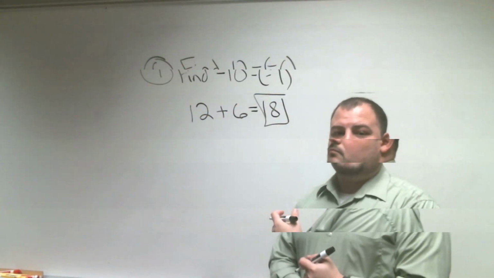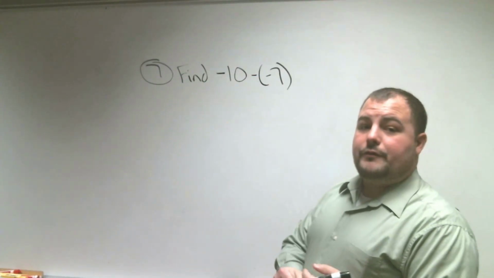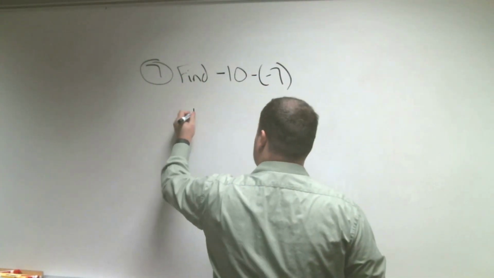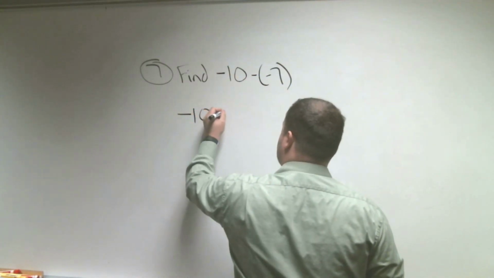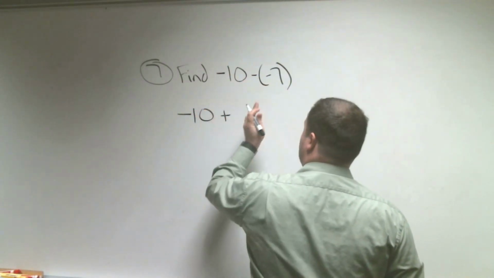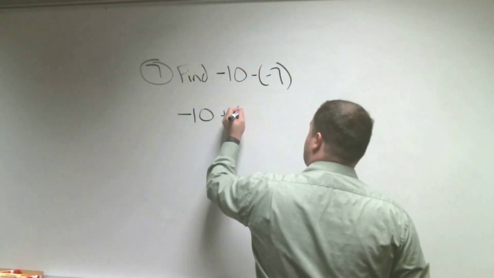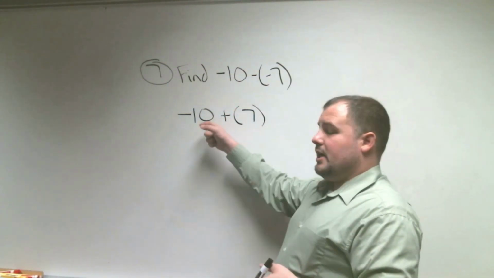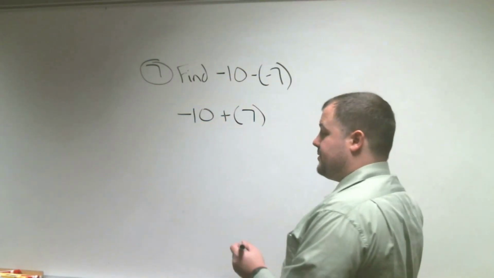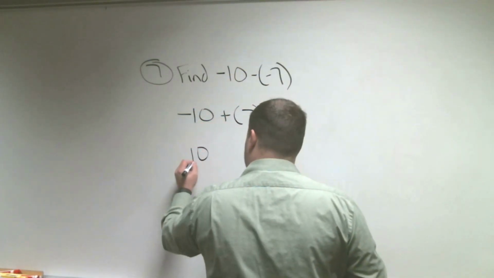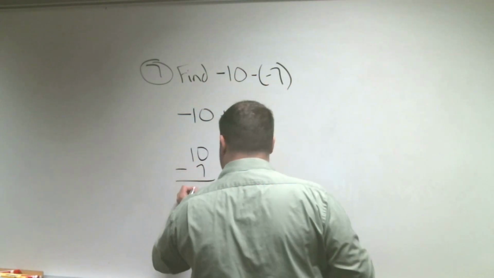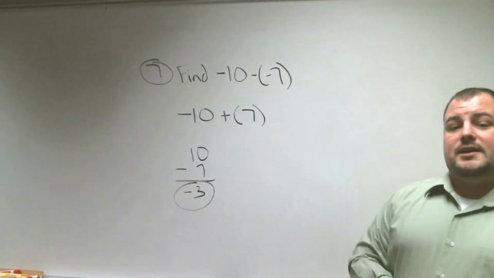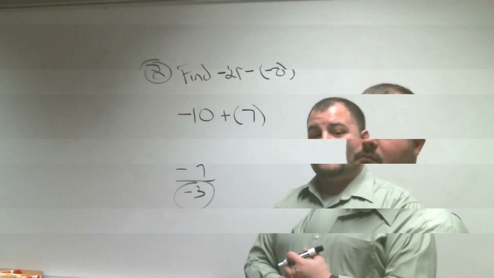That's my answer, 18. In example 7, we're going to find negative 10 minus negative 7. So we start with negative 10, change the minus to plus, and instead of the negative 7, we make it just 7. So it's negative 10 plus 7. I know that I have more negatives than positives, so I start with the 10. 10 minus 7 is 3, so I have 3 more negatives than positives. That's my answer to this problem.